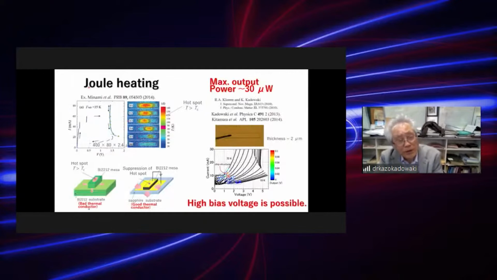So Joule heating is the problem. You can see this is the mesa structure measured by some way to measure the temperature of the mesa. This red part is a hotter part of the mesa. So if you send current, you get this sort of local heating of the mesa, we call it a hot spot.